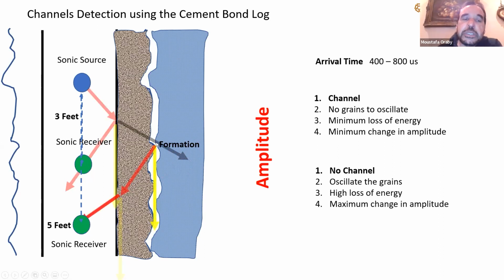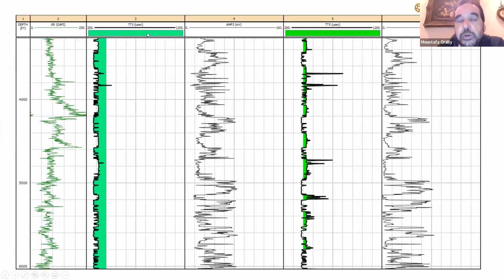The only difference is it will come late and it will be received at a longer distance from the sonic source. Is this the case here? Yes. Remember, we looked at the TT3 and amplitude 3. Here is the TT5, travel time 5, which is the one that comes at 5 feet spacing. So the 3 here goes for the 3 feet spacing, and the 5 will go for the 5 feet spacing.